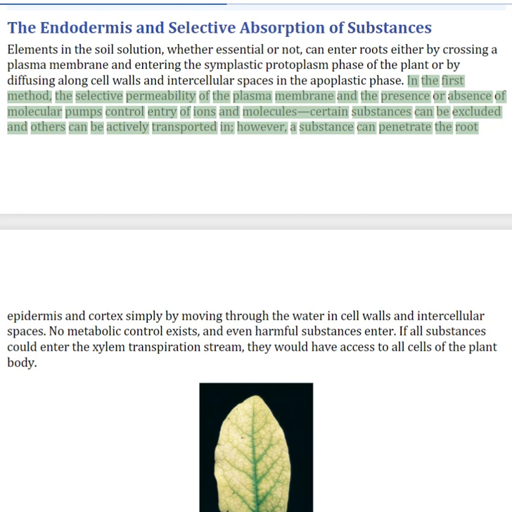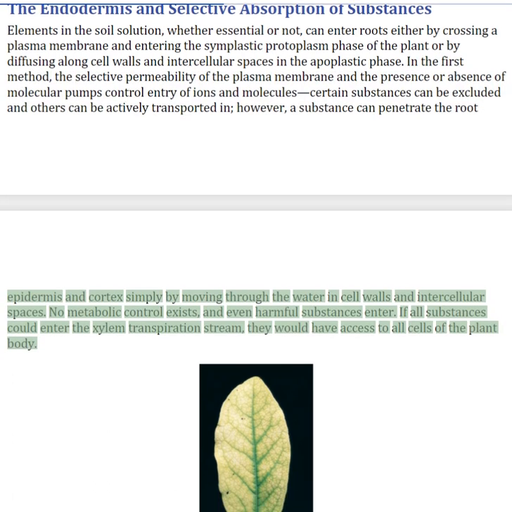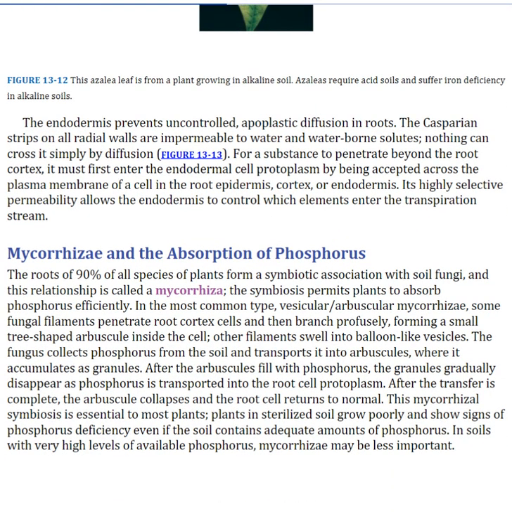However, a substance can penetrate the root epidermis and cortex simply by moving through the water in cell walls and intercellular spaces. No metabolic control exists, and even harmful substances enter. If all substances could enter the xylem transpiration stream, they would have access to all cells of the plant body. Figure 13:12: this azalea leaf is from a plant growing in alkaline soil. Azaleas require acid soils and suffer iron deficiency in alkaline soils.